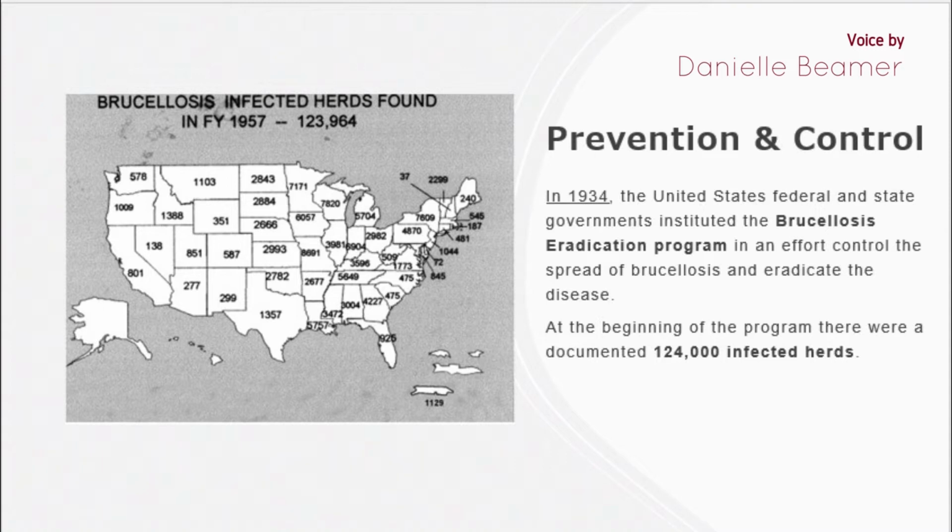At the beginning of the program, there were a documented 124,000 infected herds. However, it's estimated that this is roughly half the true number, as disease surveillance was still a new practice at the time.